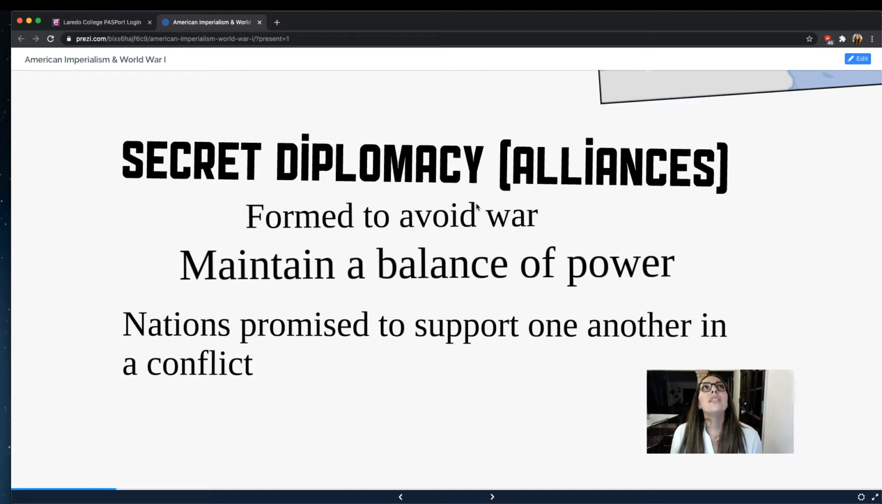Okay, so obviously we've got nationalism, militarism, what else did I say? Imperialism. And then, of course, we have secret diplomacy. So these alliances, this system of alliances, why is this a problem? And how does this lead to the outbreak of war?